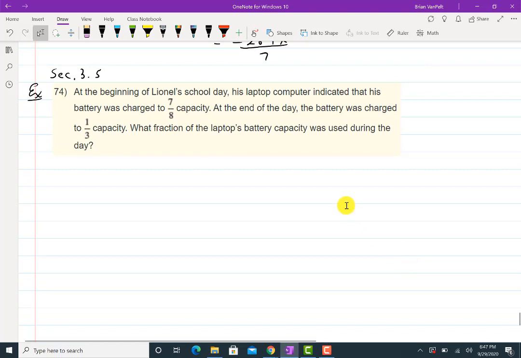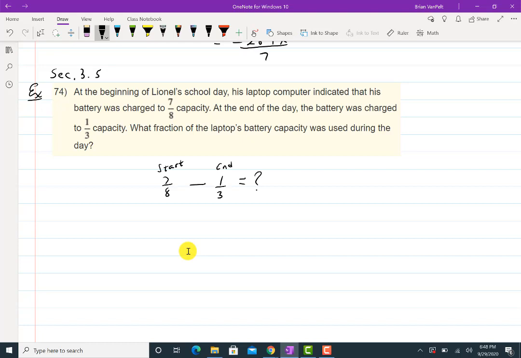And what we have here is that at the beginning of the school day, Lionel's laptop computer indicated his battery was charged to 7/8 capacity. Of course, as the day went on, his battery was drained, and by the end of the day, he only had 1/3 capacity left. So how much battery did he use in the meantime? Basically, all we're trying to do is, he started with 7/8. That was my start. And he ended with 1/3. And we would like to know what that equals.